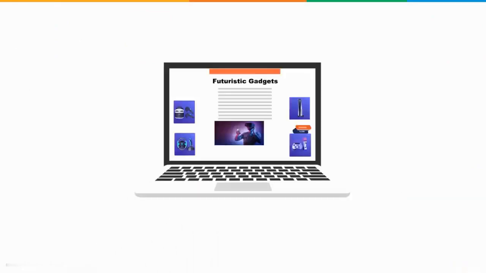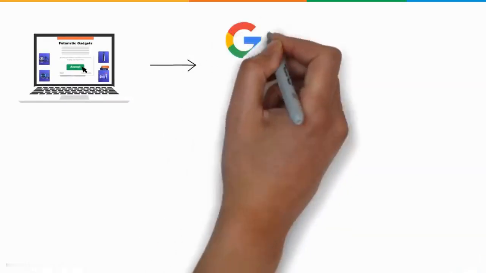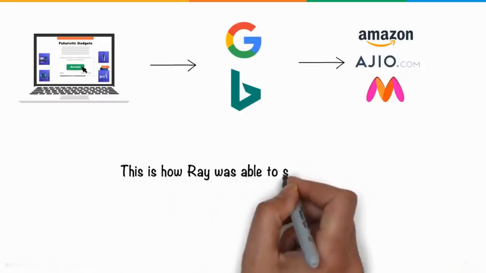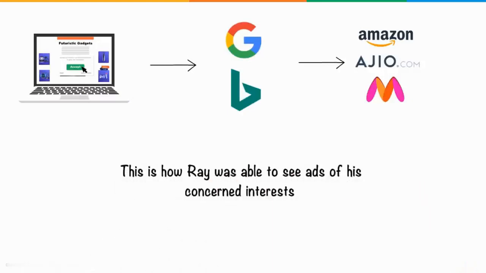He further added that when we seek out information or data of any kind from any web platforms present on the internet, simultaneously, unknowingly, we also provide them with information related to our choices and interests, which are stored in cookies, which later they sell to various companies who make use of this data to advertise exactly what you are looking for. And this is how Ray was able to see ads of his concerned interests.